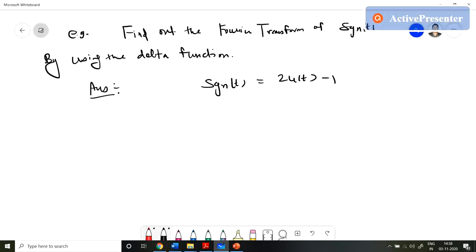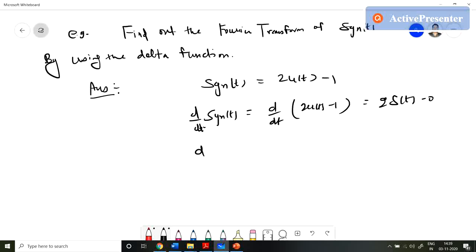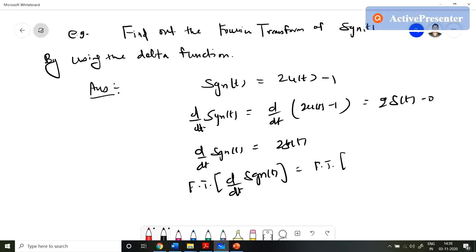If we differentiate on both sides, what we will get? We will get d by dt of signum t is equal to d by dt of 2 ut minus 1, that is equal to 2 del t minus 0. So d by dt of signum t is equal to 2 del t. Now taking the Fourier transform on both sides, Fourier transform of d by dt of signum t is equal to Fourier transform of 2 del t.